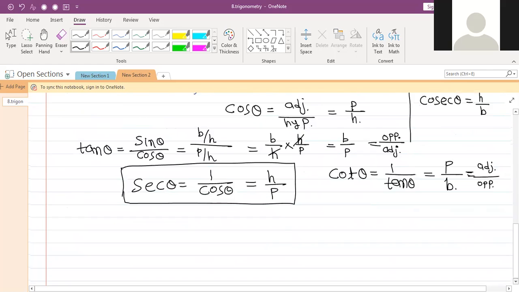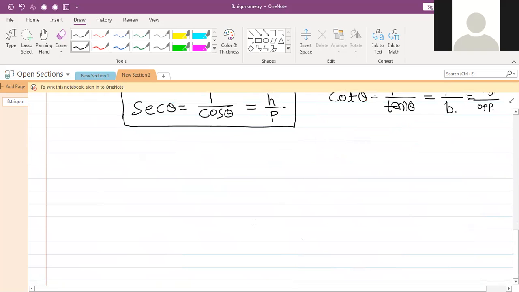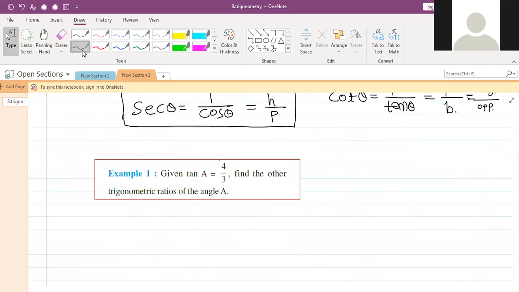Now, what is the use of these trigonometric ratios? I can take one example so you can easily understand. I can take examples one by one on how to use them, and what the application of these trigonometric ratios is. Okay, so just 1 second. Now you see this example number one.